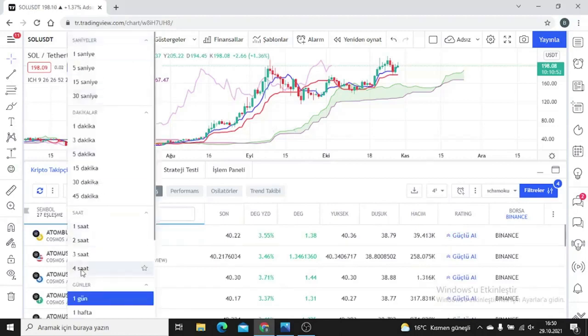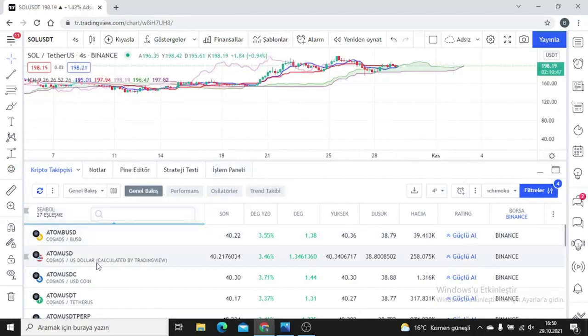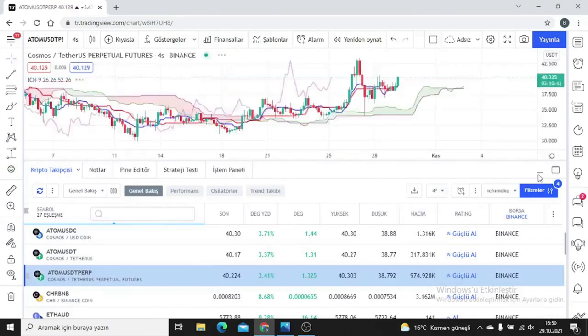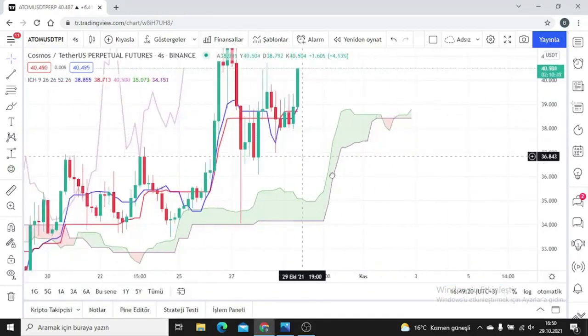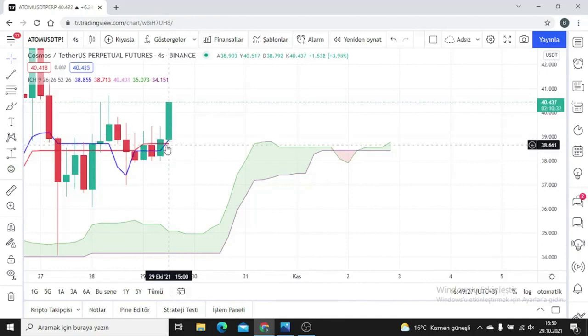I don't think it's going out of the daily period now. Which is not out, currently in the daily period. So let's look at the 4-hour period. Let's take our graph to 4 hours. Friends, the scan will show us intersections. Now let's look at the atom. Let's zoom in like this, guys.